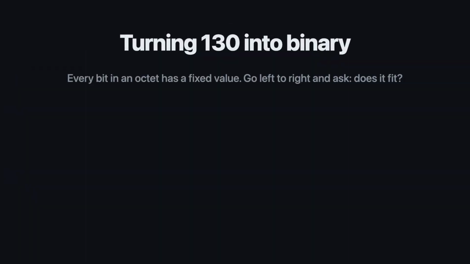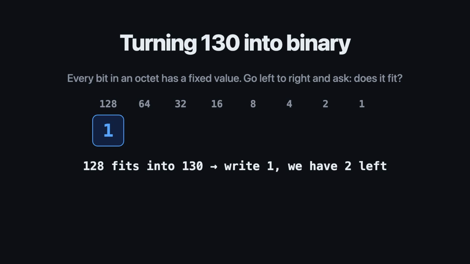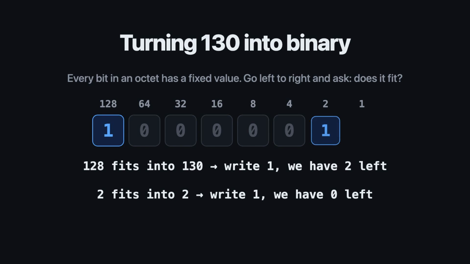Now, the only real skill you need, turning a number into binary. Every bit in an octet has a fixed value: 128, 64, 32, 16, 8, 4, 2, and 1. Go from left to right and ask one question. Does it fit? Take 130. Does 128 fit into 130? Yes, so write a 1, and we have 2 left over. 64? No. 32? No. 16, 8, and 4? No, no, and no. Does 2 fit into 2? Yes. Write a 1, and nothing is left. Everything else stays a 0. So 130 in binary is 10000010.